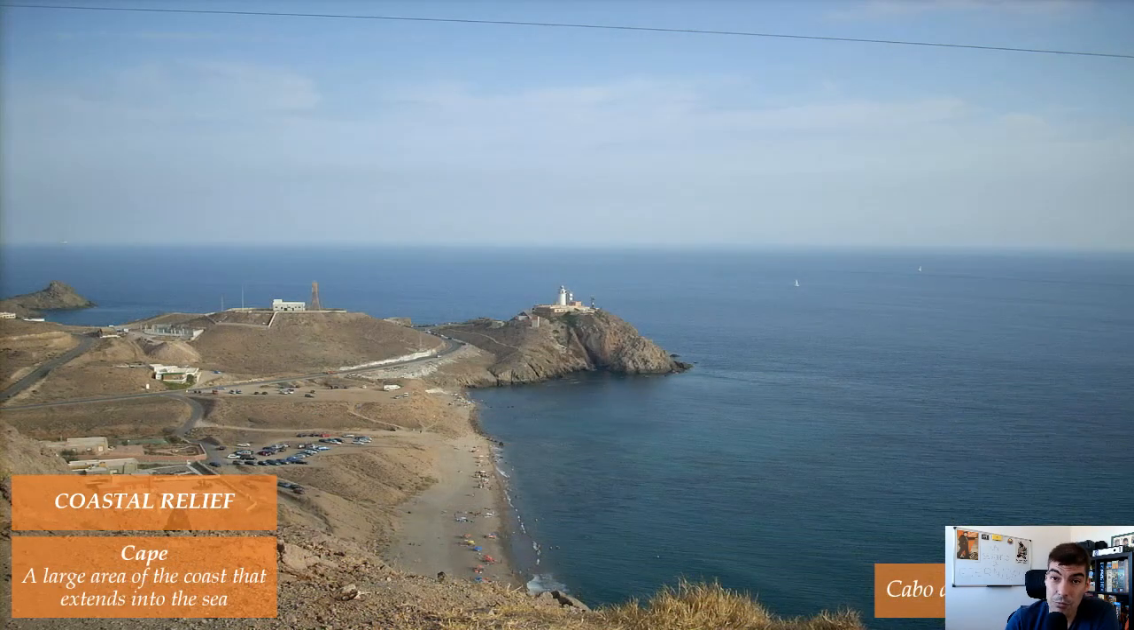A cape, un cabo. What's a cape? A large area of the coast that extends into the sea. It's the opposite of a gulf or bay. For example, this, you have an area of the land that goes into the sea. This is el Cabo de Gata en Almería.